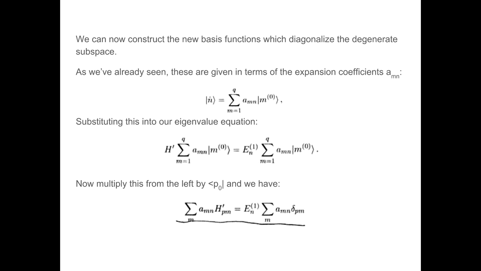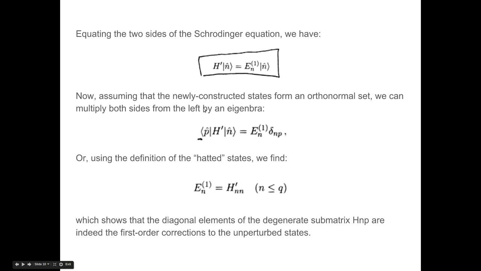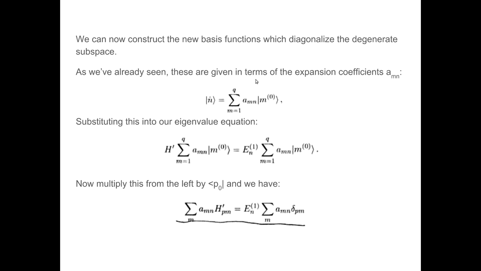Now we can construct these new basis functions, which diagonalize the degenerate space. As we've already seen, we can write these in terms of expansion coefficients, which we'll call a_mn. Remember, this is just a linear combination of these, so it's still zeroth order. I can substitute this into our eigenvalue equation. I go back to my eigenvalue equation and substitute in this expansion. That's all I've done here.